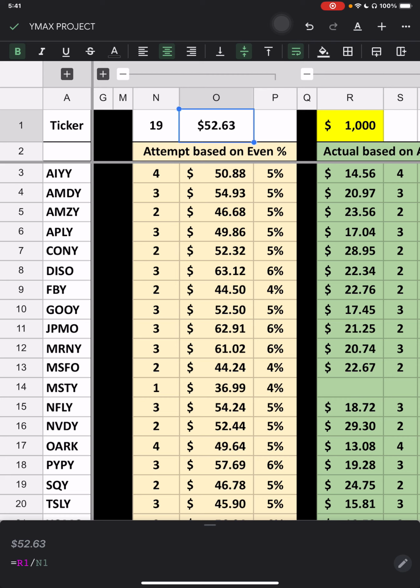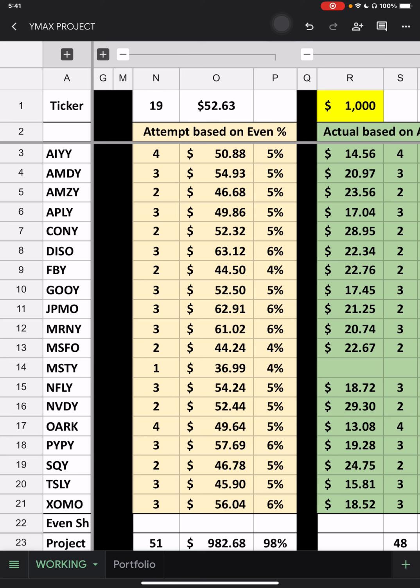Now, again, because I'm doing such a small dollar amount, these percentages aren't necessarily going to be close. You can see some of these are between 4 and 6%. Now, if we were doing $10,000, or fractional shares, we could have got these percentages a lot closer. But I just started this with $1,000, just as a little project for us to do together.